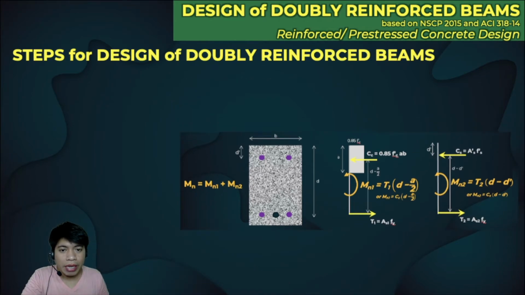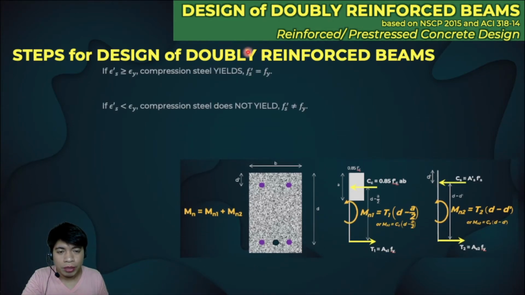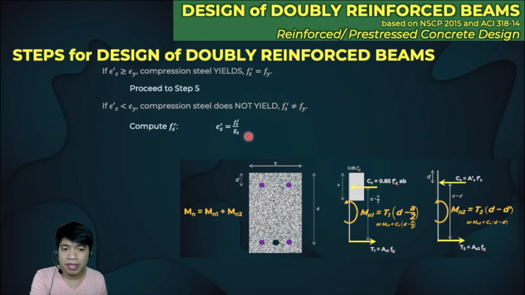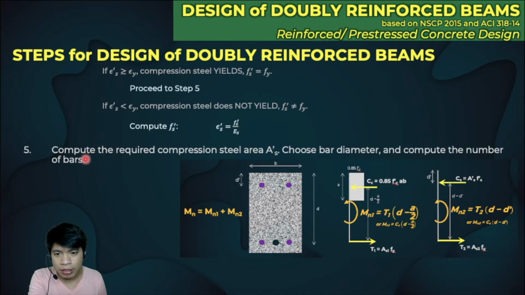So ngayon, anong gagawin natin guys kapag nag-yield yung ating compression steel, and ano yung gagawin natin kapag hindi siya nag-yield? Okay, so kapag nag-yield yung ating steel, we will proceed to the next step. Kapag hindi nag-yield yung ating steel, ito yung gagawin. We have to compute the Fs prime, and that is gamit itong compression steel strain is equals to Fs prime divided by the modulus of elasticity ng ating steel. Okay. So, ngayon guys, after dito, proceed na din siya sa step 5.